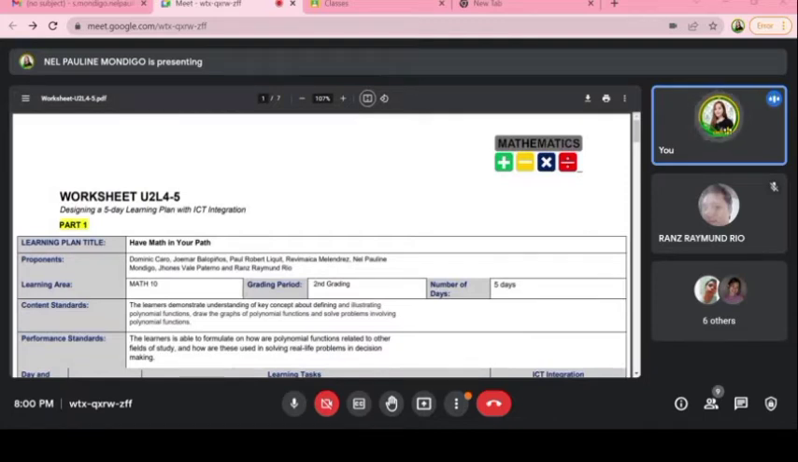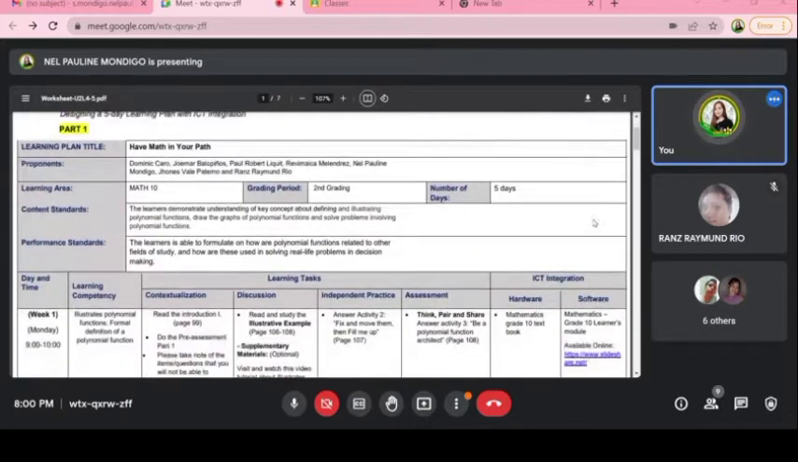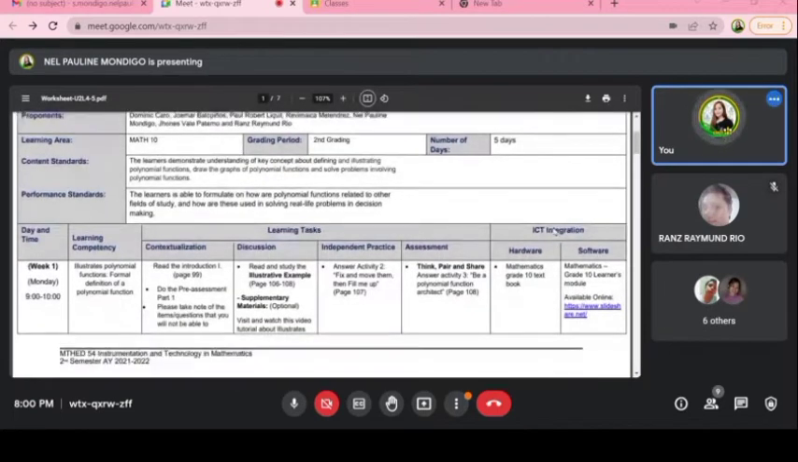For our content standards, the learners demonstrate understanding of key concepts about defining and illustrating polynomial functions, drawing the graph of polynomial functions, and solving problems involving polynomial functions. For the performance standards, the learner is able to formulate how polynomial functions are related to other fields of study and how these are used in solving real-life problems in decision making.